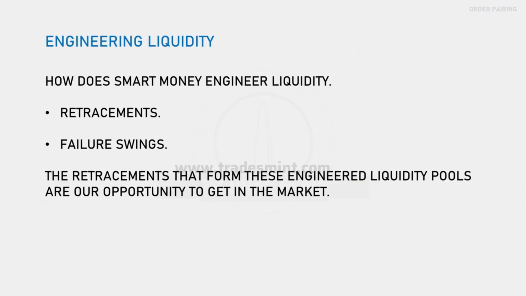Now for them to offload their positions, their long positions or short positions, they need to engineer liquidity prior. So how does smart money engineer liquidity? They do this by retracements and failure swings. The retracements that form these engineered liquidity pools are an opportunity for us to get into the marketplace. So think about those retracements and think about those failure swings.